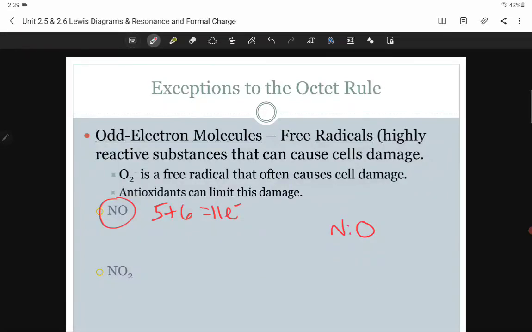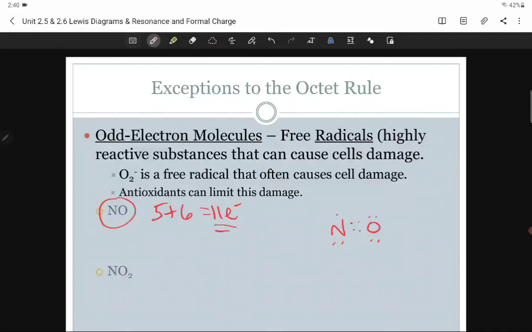We could try this first, and I know this is not going to work. 2, 4, 6, 8, 10, 12, 14. That's way too many. I'm only allowed to use 11. So if a single bond doesn't work, what do we do? We double them up. We do a double bond. So now let's go 2, 4, 6, 8, 10, 12. I'm only allowed to use 11. So here's our short change. Nitrogen just doesn't get enough.